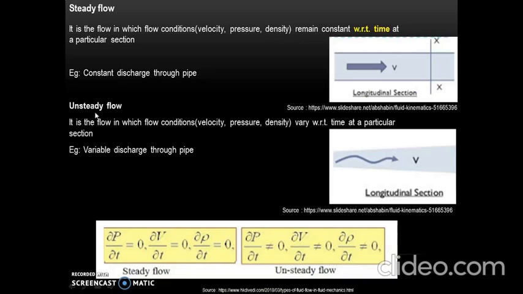And the flow is unsteady flow when the flow conditions vary with respect to time, and this will happen when there is flow through a pipe of varying diameter. Velocity changes with respect to time. Hence, change in velocity with respect to time, that is dou V by dou T, is not equal to 0. Similarly, other parameters like pressure and density also vary. Hence, we write dou P divided by dou T is not equal to 0, and dou rho divided by dou T is also not equal to 0.